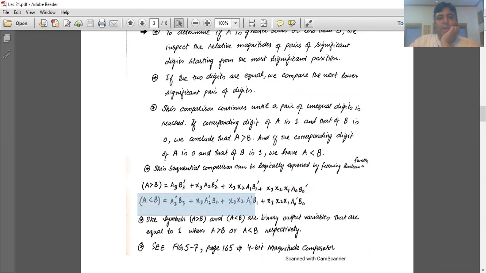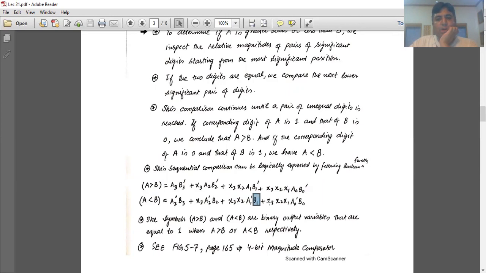The other possibility, A less than B: in that case, you can say A3 is 0 and B3 is 1, or if they are equal, you multiply with X3, which is the equivalence of this, then A2 is 0, B2 is 1. And if they are equal, then X3 into X2 and A1 is 0, B1 is equal to 1.